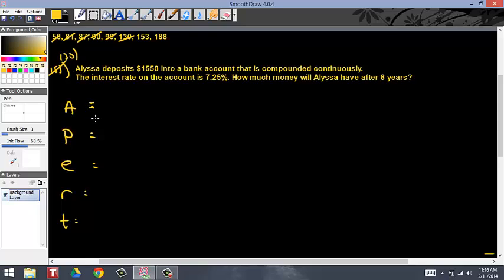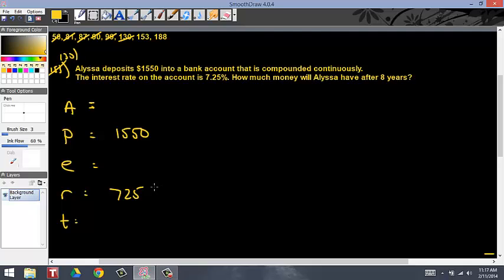Okay, Alyssa deposits $1,550 into a bank account. What letter is the $1,550? P, right? That's the initial amount of money she puts in. The interest rate is 7.25%. That means that this 7.25 is going to appear under R. Where people are going to make their mistake, though, is they're going to put it in as 7.25 as R. But that needs to be converted into a decimal.